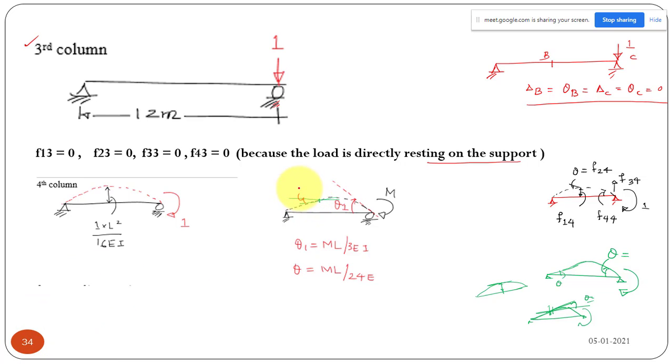Okay, in this drawing, that is a theta. The theta at the midspan, again you have to use the conjugate beam method if you want to solve it, or you can use any other method, because it is a simple determinate beam. You can find the rotation at the midspan for this loading, and you will get ML by 24 EI. So that means F24 will be equal to ML by 24 EI.